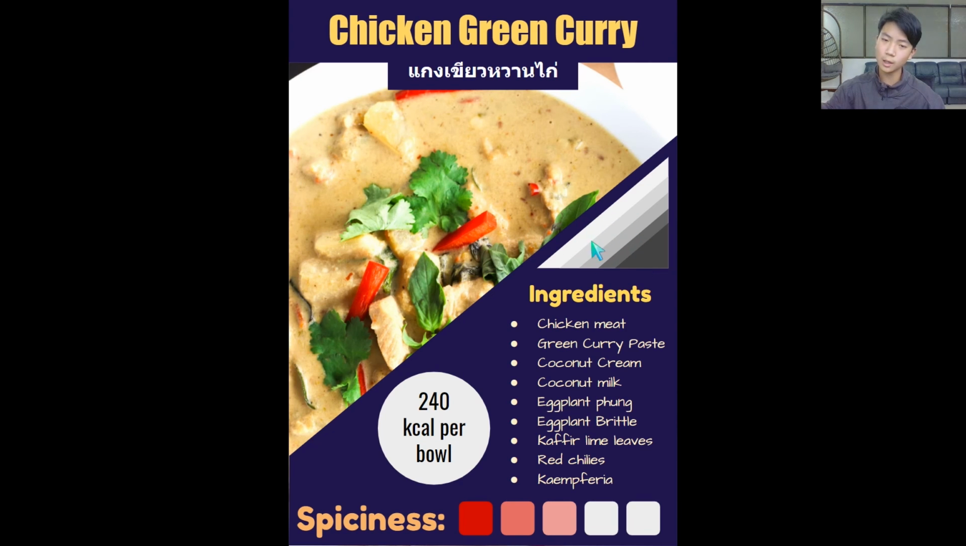I also colored the gradient of this. I just did it simply. And then I just put in the key things that we need. Four, actually five, actually six. There are six key things in here. The first one is the English name, the second one is the Thai name, the third one is the photo, the fourth one is the ingredients, the fifth one is the spiciness, and last but not least is the calories per bowl, kilocalories per bowl.